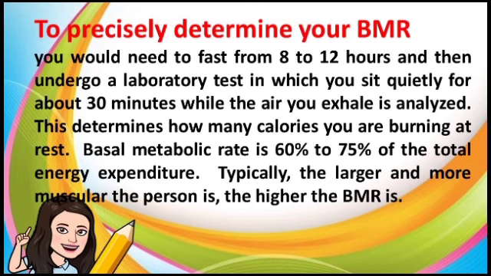Basal metabolic rate is 60% to 75% of the total energy expenditure. Typically, the larger and more muscular the person is, the higher the BMR is.